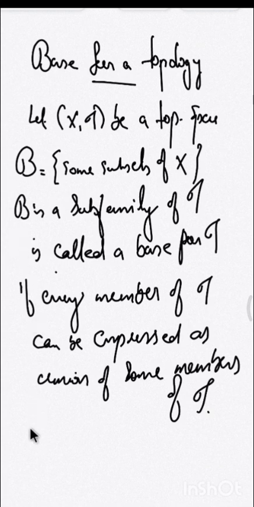That is, for every A belonging to tau, A can be written as a union of members of script B.